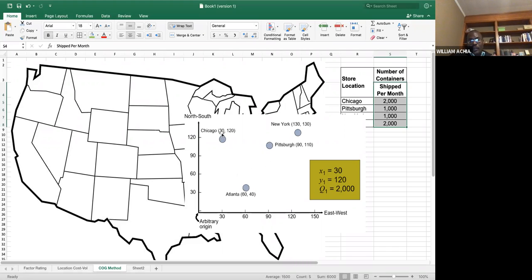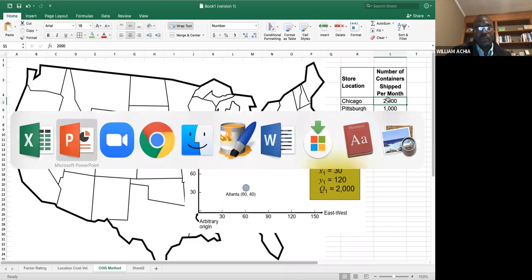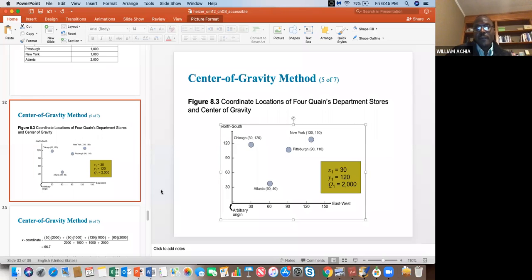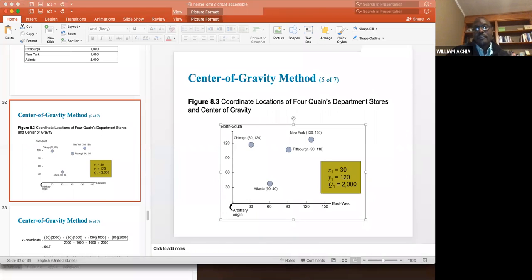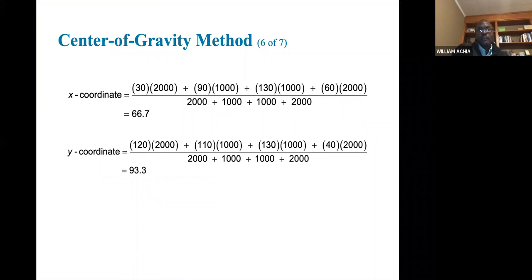Let's start with Chicago, and let's start with the x-axis. Chicago's x-axis here is 30. Basically what you're going to be doing is multiplying that 30 by the number of containers shipped to Chicago. So 30 multiplied by 20. Let's go back into our PowerPoint presentation here and see what we have.